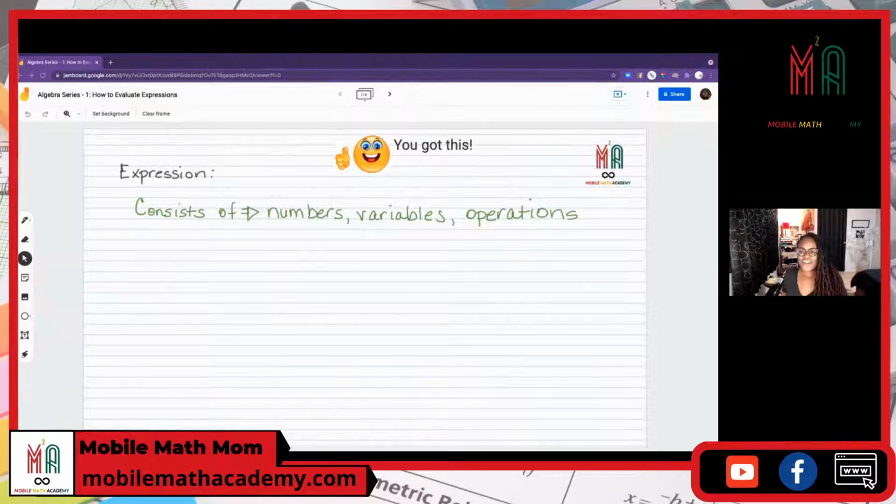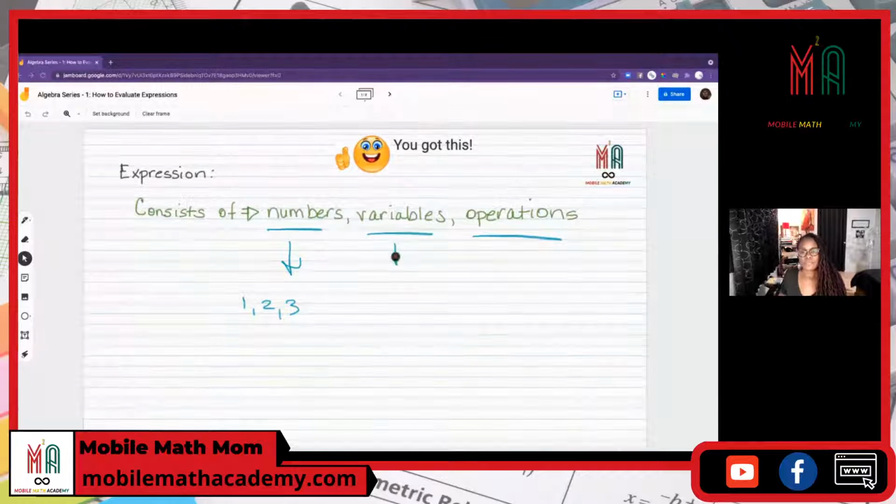All right, so let's start off first by defining what an expression is. Now, an expression consists of numbers, variables, and operations. And you're probably wondering, okay, what numbers? Any numbers. 1, 2, 3, 4, 5, 6, 7, 8, 9, 0.5, 2.25. And I know this sounds elementary, but we're going to go into something. What may be new to you is variables.